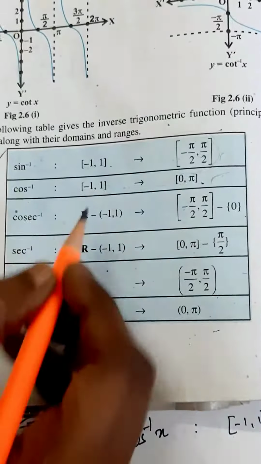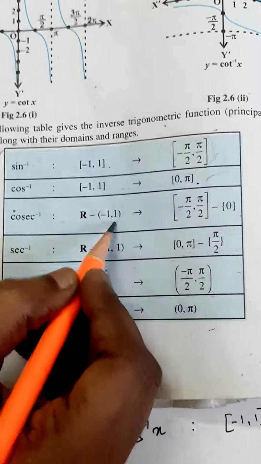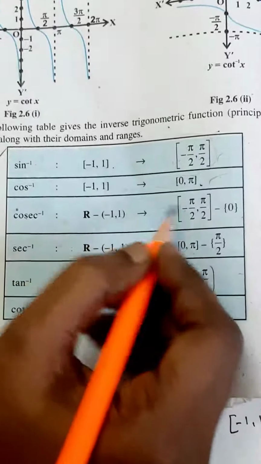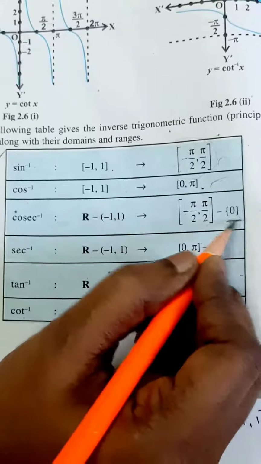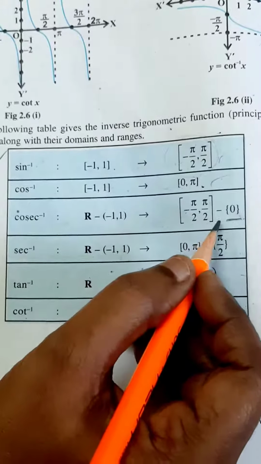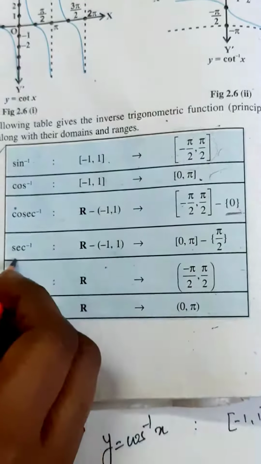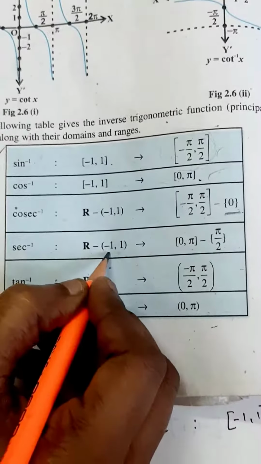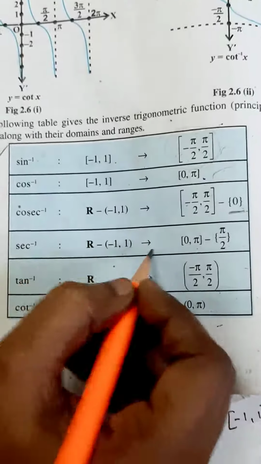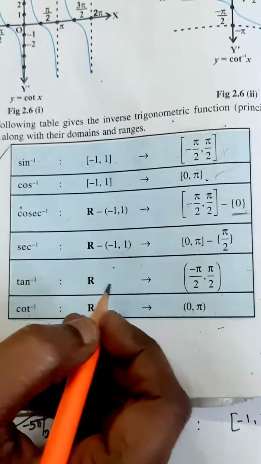For cosecant inverse, the domain is R except -1 to 1, and the range is minus pi by 2 to pi by 2 except 0. Already we discussed why we restricted here. Why is it except 0? Because at 0, cosecant inverse does not exist. For secant inverse, the domain is the set of all real numbers except the open interval -1 to 1, and the range is 0 to pi except pi by 2, because secant theta does not exist at 90 degree.